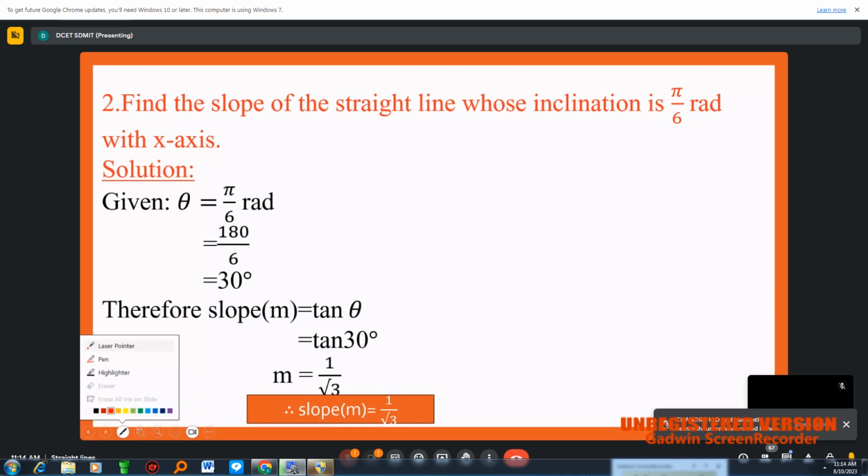Now let us see another example. Find the slope of the straight line whose inclination is 5 pi by 6 radian with the x-axis. Here they have given it in radians, 5 pi by 6 radian. How do we convert this into degrees? Pi is 180 degrees, so 180 by 6 is 30 degrees. So the inclination angle is 30 degrees.